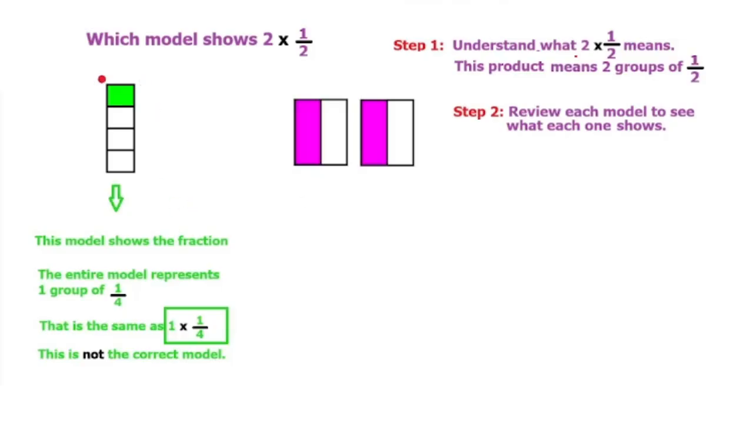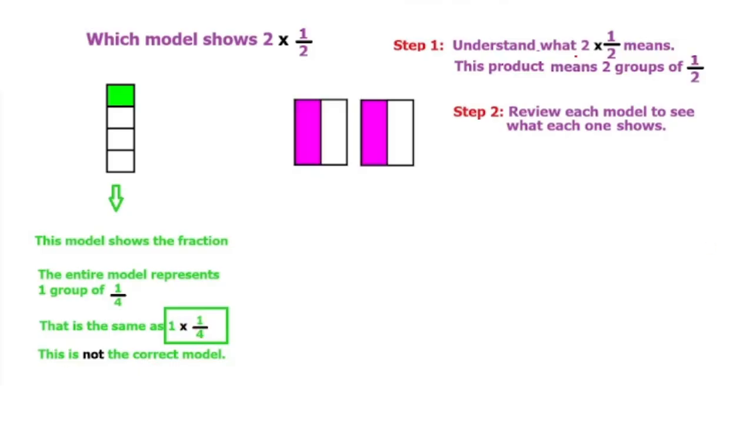This first model shows the fraction 1/4. The entire model represents one group of 1/4. That is the same as 1 times 1/4. So this is not the correct model.